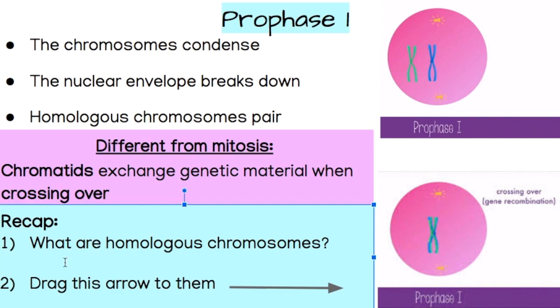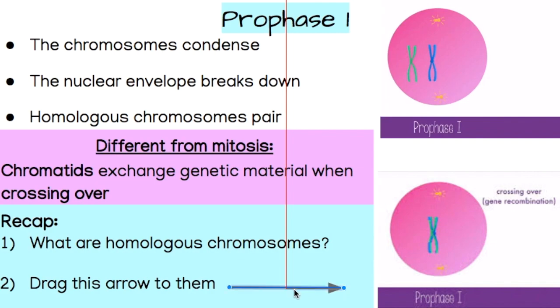Recap: write down here what are homologous chromosomes, write your answer there. And on the picture, either the top one or the bottom, there are homologous chromosomes featured in both. Go ahead and drag this arrow to point them out so that I know you know where to find them.